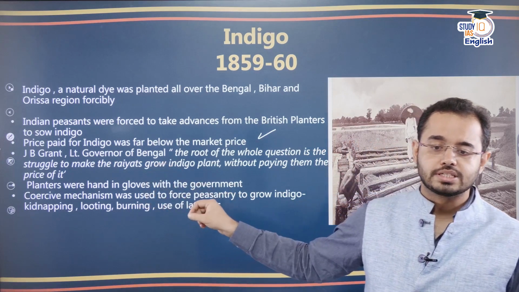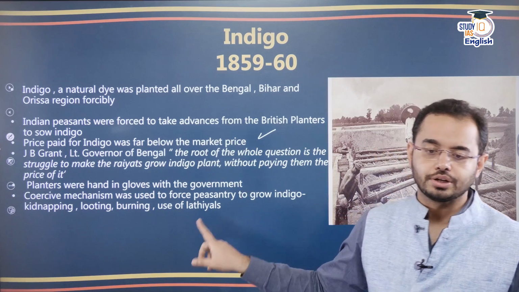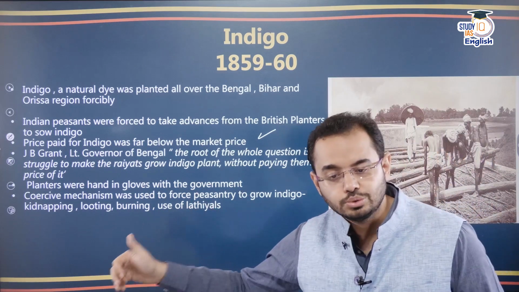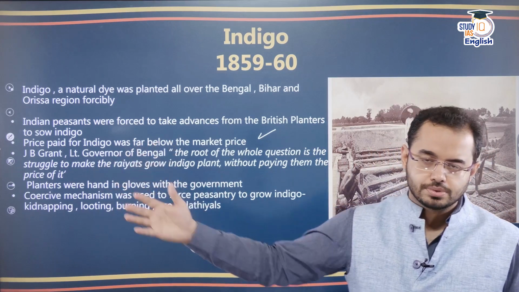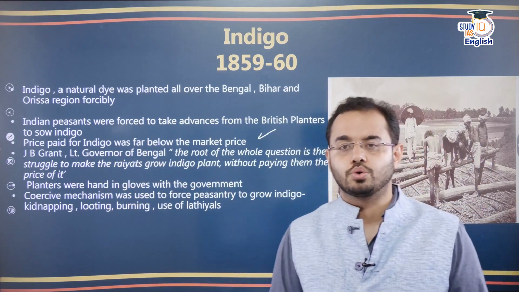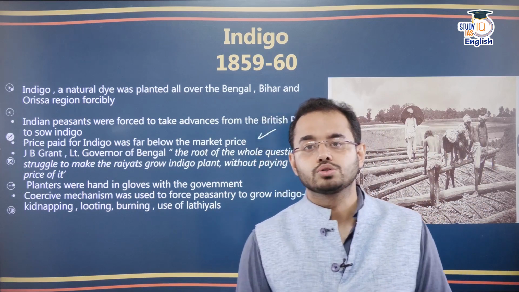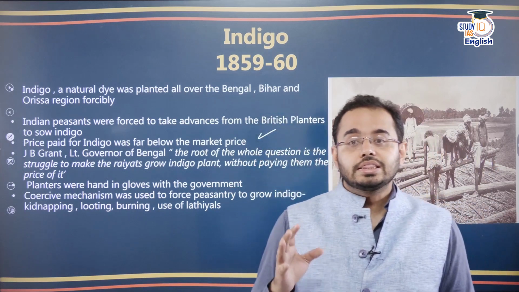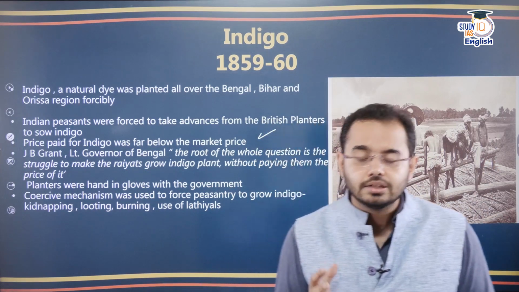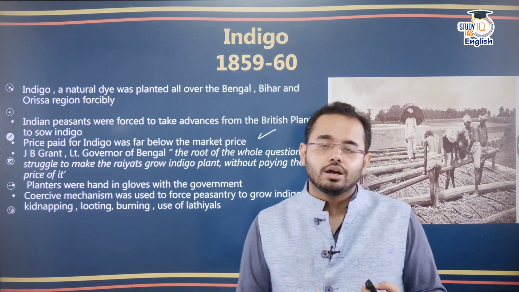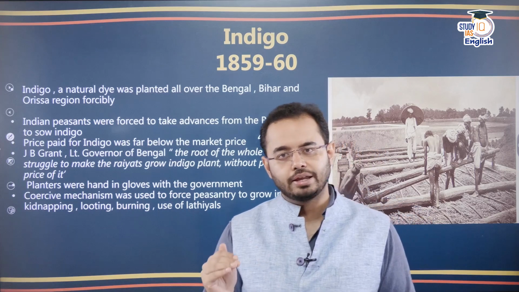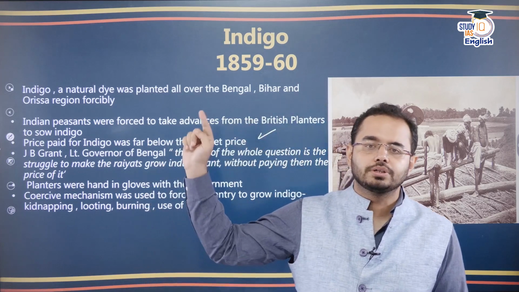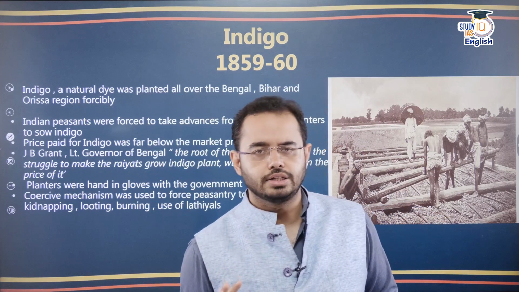And they had this coercive mechanism to force the peasantry to grow indigo by kidnapping, looting, burning the peasants' huts, their homes. At the same point of time, they also used force. Sometimes their women and children were also made destitute. That kind of forcible growing of indigo became one of the most devastating aspects of the Bengal peasantry during the middle of the 19th century.